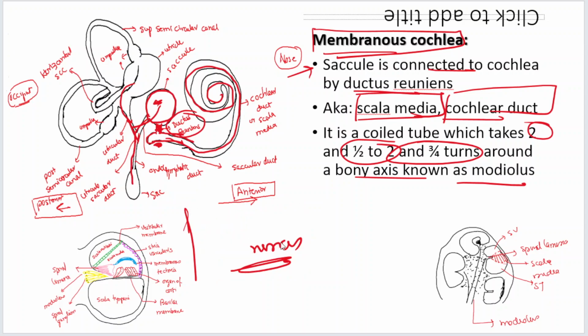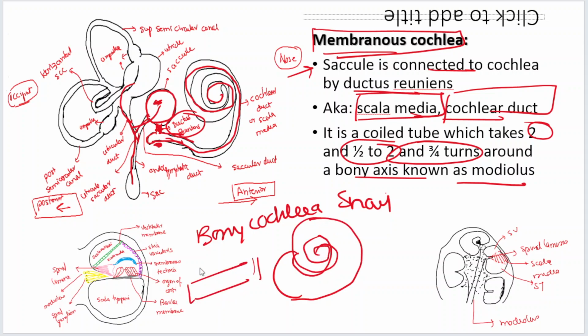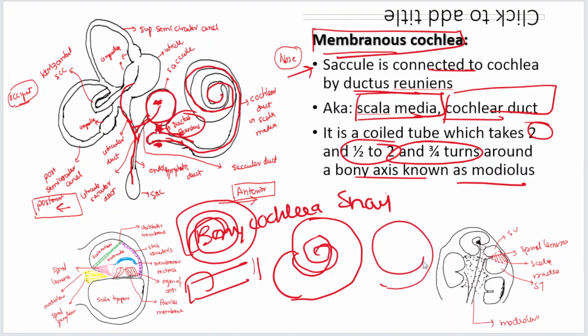Okay, so now to make you understand how this functions. What is bony cochlea? Bony cochlea is a coiled tube. It looks like a snail. So you have this pipe, and the pipe actually starts coiling around itself. If you take a straight pipe and coil it around like this, you will have what is called a coiled tube. This is making 2.5 turns.